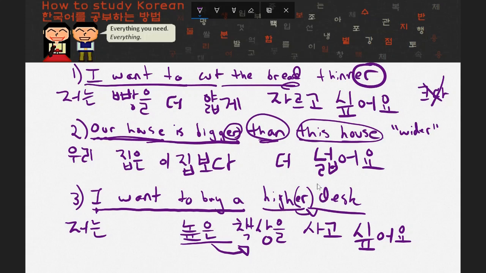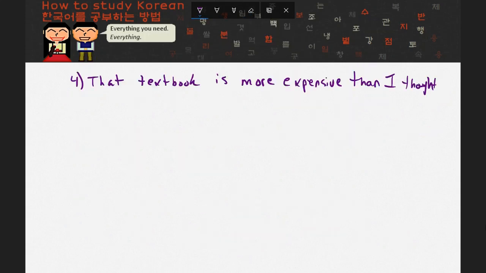So again, this word for more, which I guess you'd put here in English, the word for more is 더. So I'm going to put that here. Now this sentence would read, 저는 더 높은 책상을 사고 싶어요. The next sentence I would like you to try is, that textbook is more expensive than I thought. I'll give you 10 seconds and you can start now.